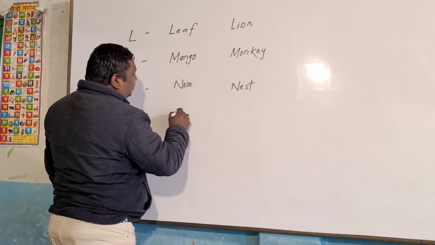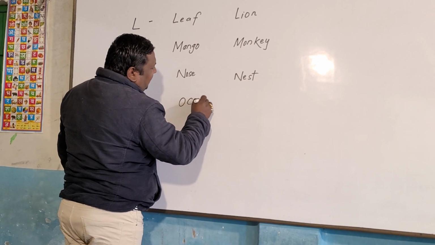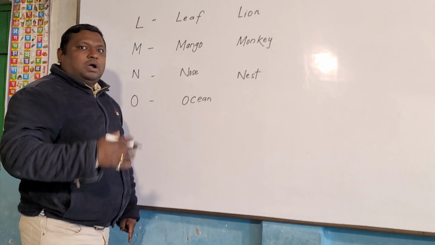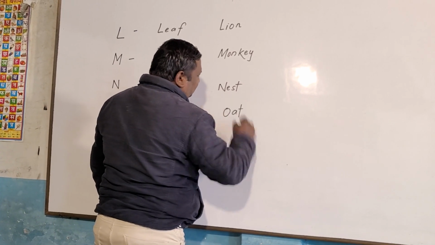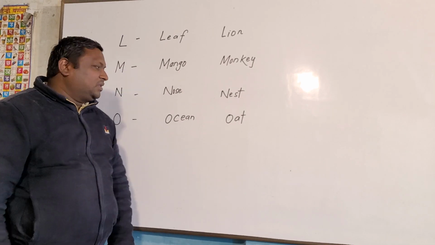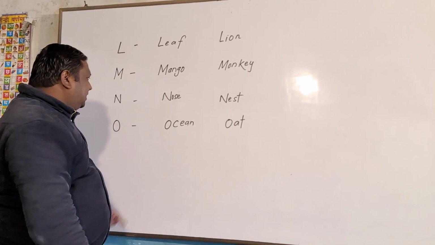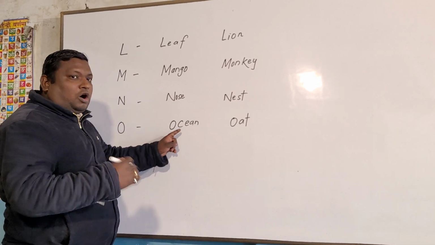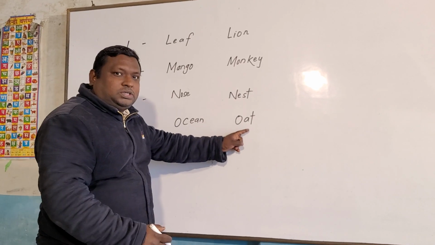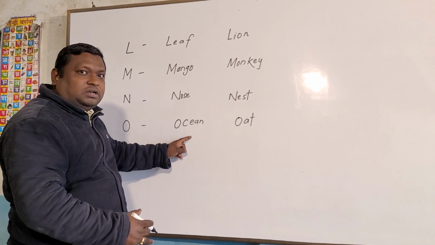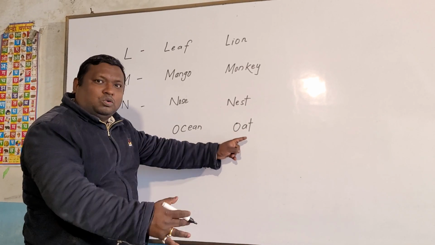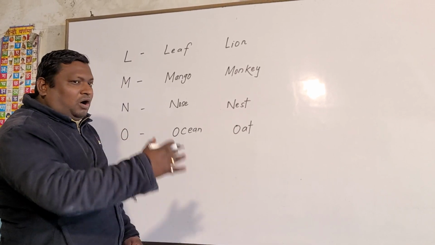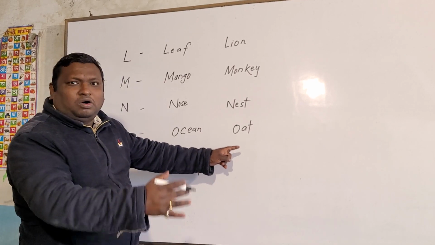O. O for ocean. O, C, E, A, N. This is ocean. And oat. Yes, mummy prepares oats as a breakfast sometimes, right? O for ocean. Ocean, oat. O for awesome, O for oat.